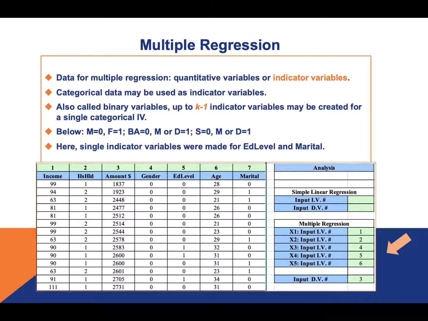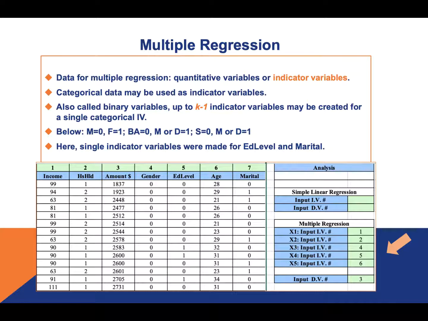Indicator variables are created from our categorical independent variables, also known as binary variables because the coding is frequently in zeros and ones. We can create up to k-1 indicator variables for any single categorical IV, where k is simply the number of categories in our variable.